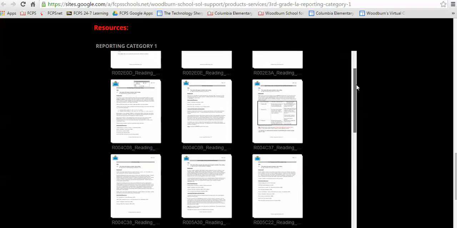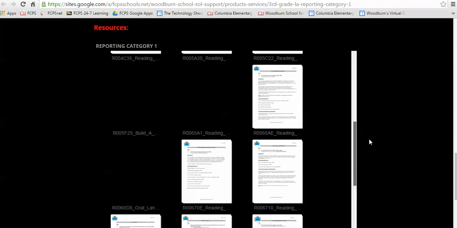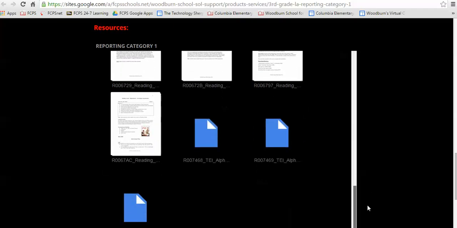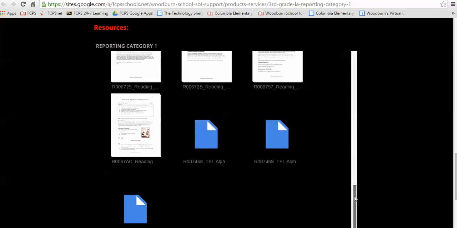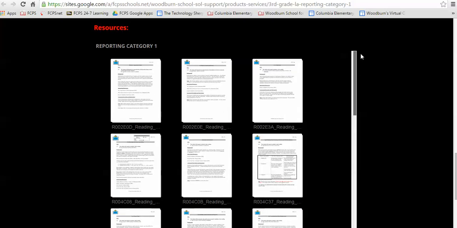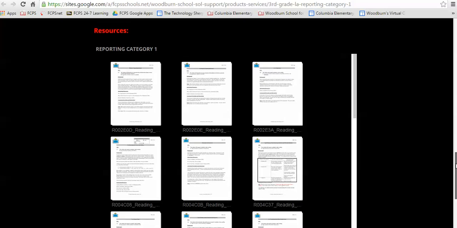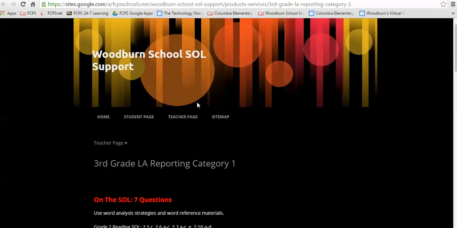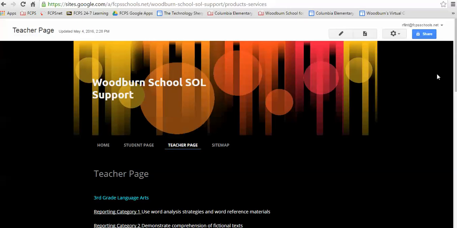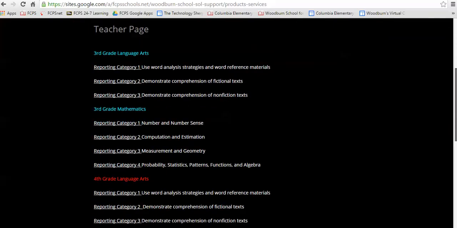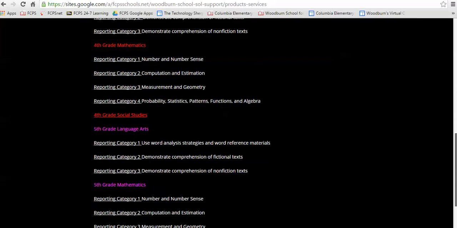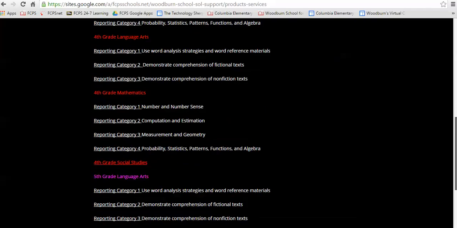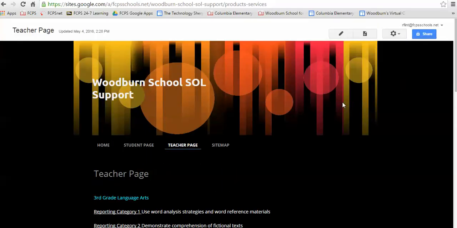Now I scroll out even further, look at all these resources. There's even some smart notebook files, some TEI, so the amount of resources you have here is pretty extensive. So you can use these to target areas that your students need a little more practice. Okay, so I have that on my teacher page for third grade, fourth grade, fifth grade, all the different areas that students are tested. So that's the teacher page. Now we're going to move over to the student page.